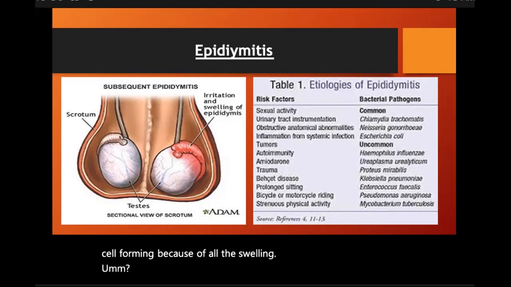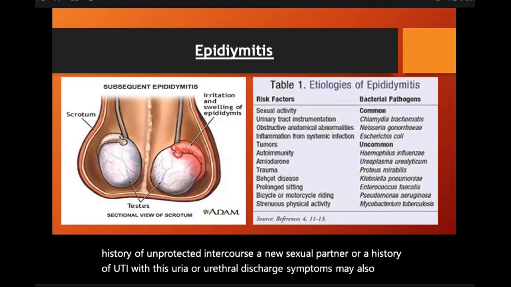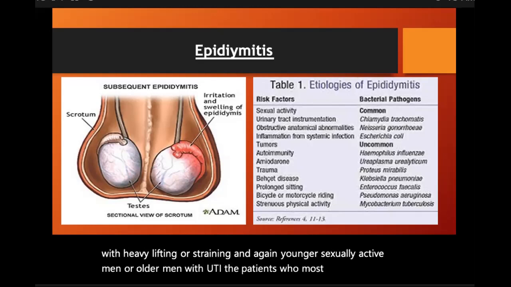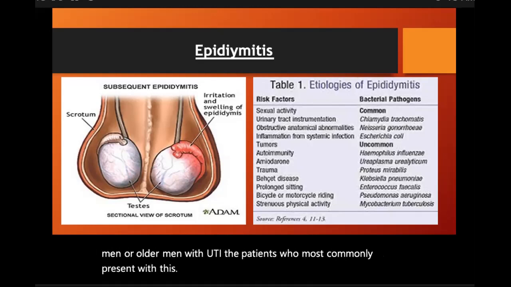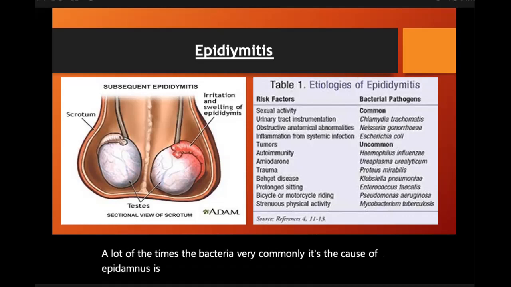So there is a predisposition to epididymitis when the patient has a history of unprotected intercourse, a new sexual partner, a history of UTI with dysuria, or urethral discharge. Symptoms may also occur with heavy lifting or straining. And again, younger sexually active men or older men with UTI are the patients who most commonly present with this. A lot of the times, the bacteria that very commonly cause epididymitis are E. coli or Staphylococcus aureus.